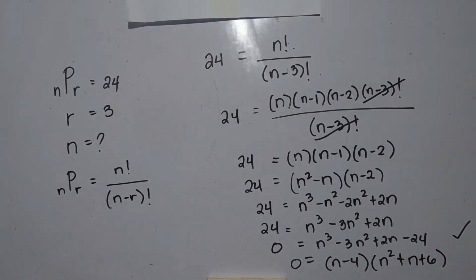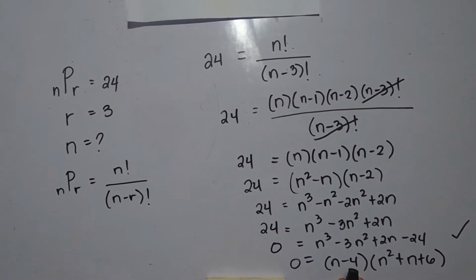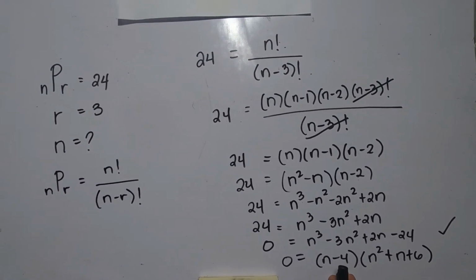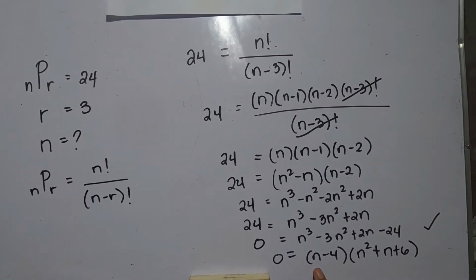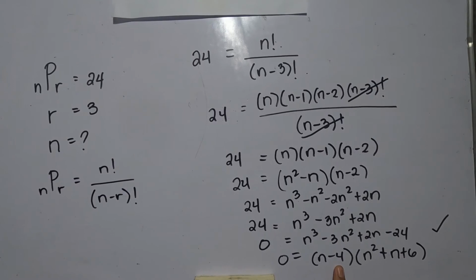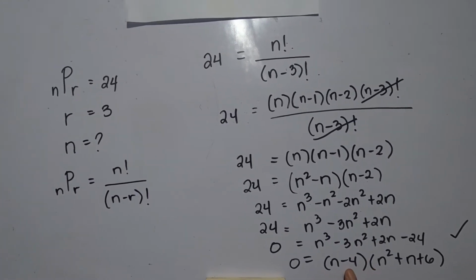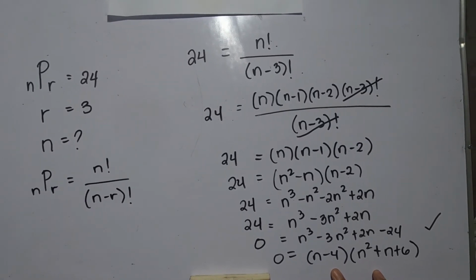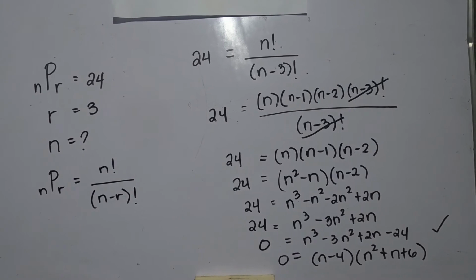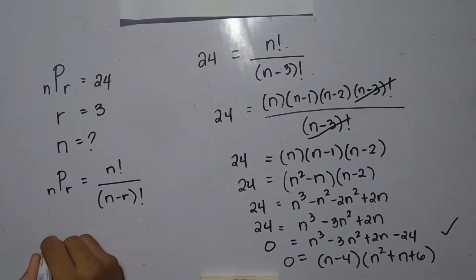By using the zero product property, we think of possible values of n that will make the right side of the equation 0. Given the factors, the only possible value of n which will make it 0 is when n is equal to 4. Because when n is equal to 4, this becomes 4 minus 4 is equal to 0, and we know that any number multiplied by 0 becomes 0. In this case, the only acceptable solution for the value of n is 4.